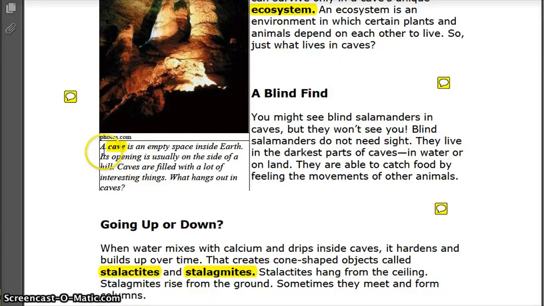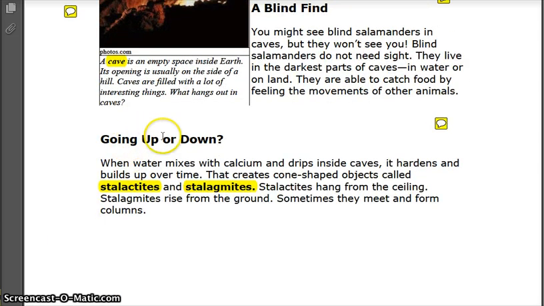Okay, so let's read this caption. A cave is an empty space inside Earth. Its opening is usually on the side of a hill. Caves are filled with a lot of interesting things. What hangs out in caves? Remember, we are doing this at a level 0 with our pencils.